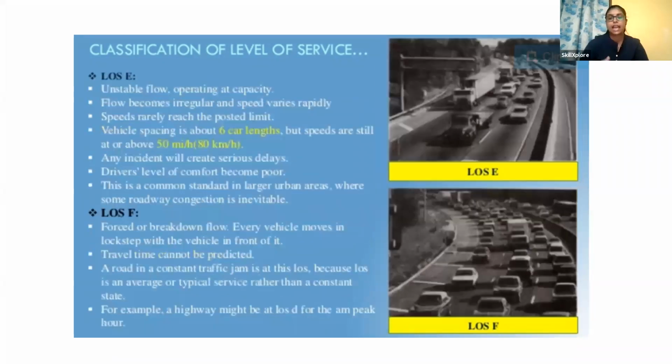And next are the final two, level of service E and level of service F. In level of service E, we can see that it is actually unstable flow. It is not completely in a stopped condition, but still it is nearing the stopped condition. Here the flow becomes irregular and speed varies rapidly. Any incident will create serious delays. Drivers' level of comfort becomes poor. And level of service F means forced or breakdown flow, that is, the vehicles are standing still. So travel time cannot be predicted. For example, a highway might be at level of service D for the AM peak hour.